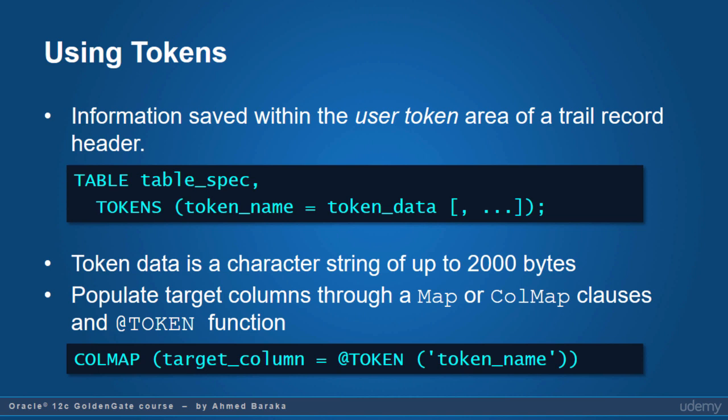To create a token, you use the TOKENS clause of the TABLE parameter. You specify the token name and assign its value. You can create more than one token for a single TABLE parameter. The size of the whole token area in the trail record header should not exceed 2000 bytes. On the target side, you use the @TOKEN function to retrieve the value of the tokens and save them in the target columns through the MAP or COLMAP parameters.